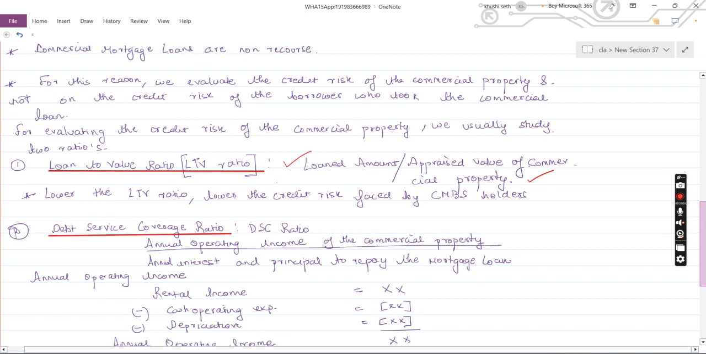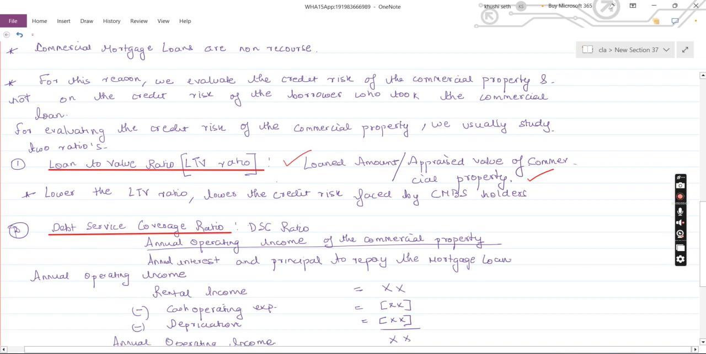So since these loans are non-recourse, we do not evaluate the credit risk of the borrower who took the commercial loan. We evaluate the risk of the commercial property. We evaluate the credit risk of the commercial property. So for evaluating the credit risk of the commercial property, we usually study two ratios, which are the loan to value ratio and the debt service coverage ratio.